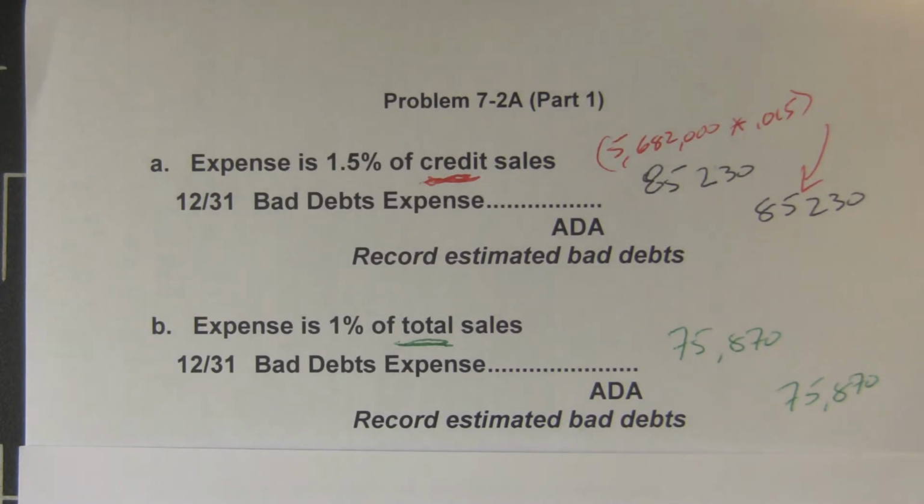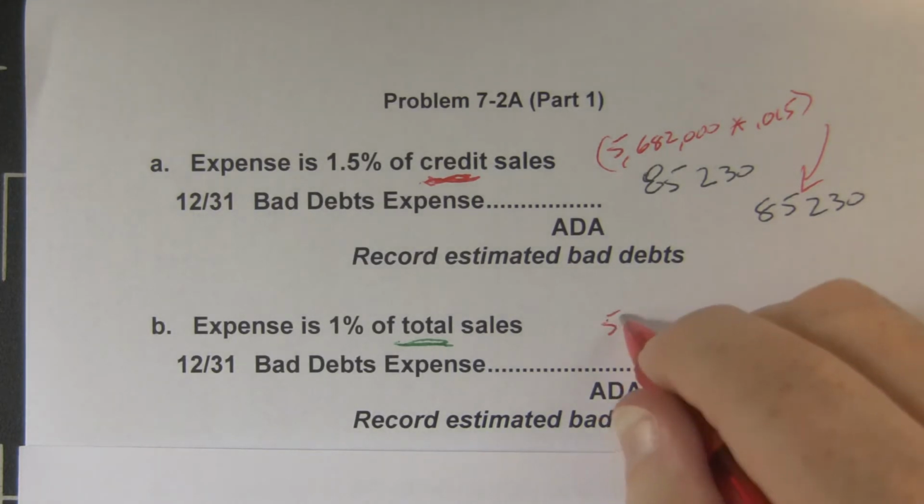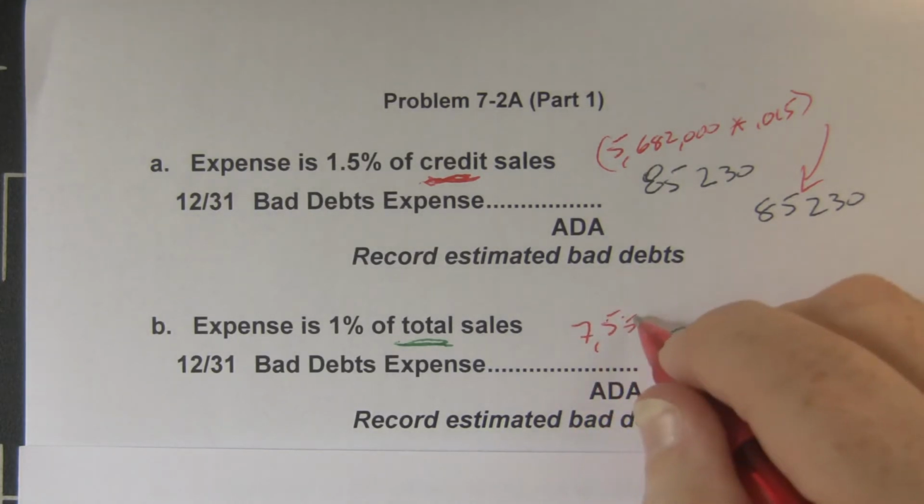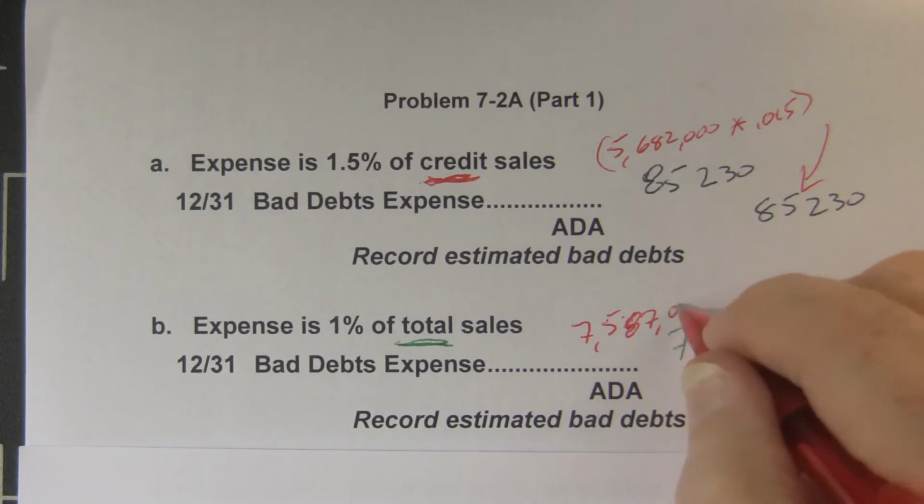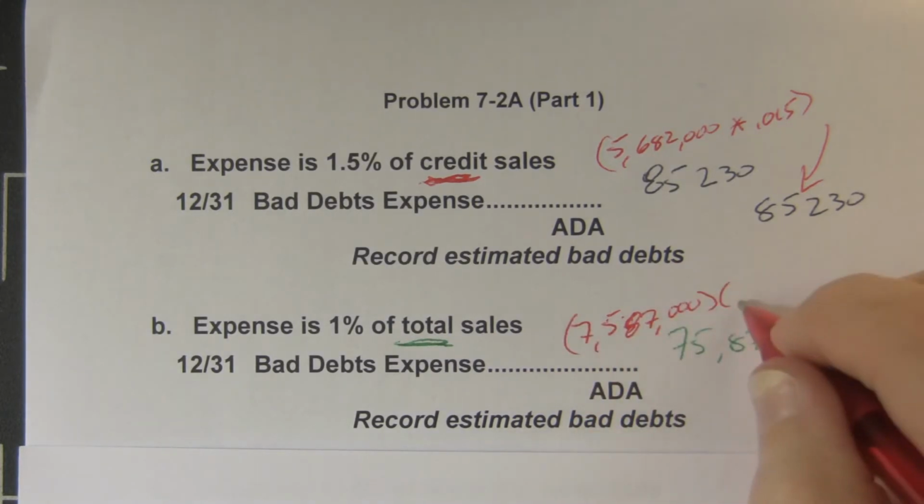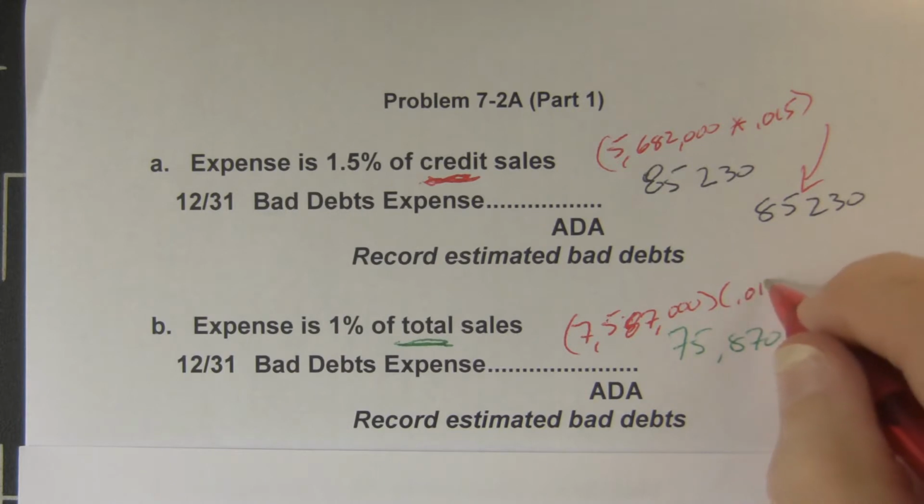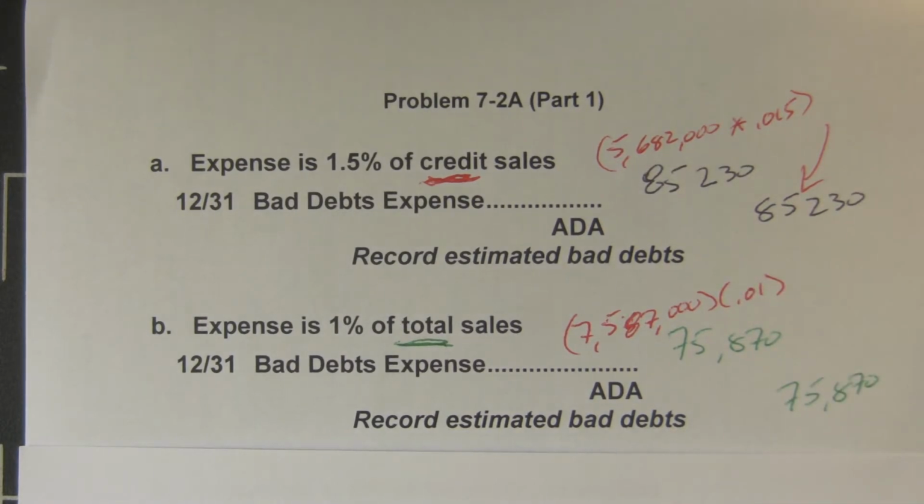So in this case, we add the $5,682,000 and the $1,905,000. We come up with $7,587,000. And we multiply that by 1%, and that's our bad debt expense. That's debit, bad debt expense, credit, allowance for doubtful accounts, 1% of total sales.